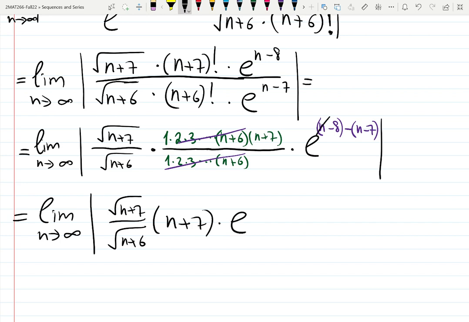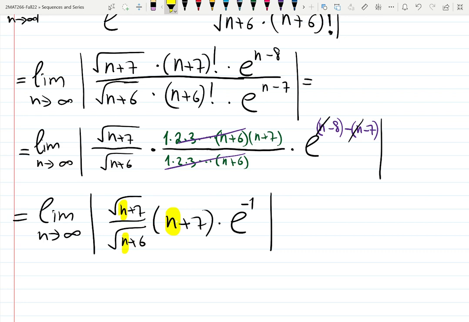So n cancels with n. Minus 8 plus 7 is minus 1, which is a number. So let's see what is not a number here. Everywhere you see n, that will go to infinity. Only e to the minus 1, which is 1 over e, is not part of the limit, so it doesn't move. So you can kick it out.